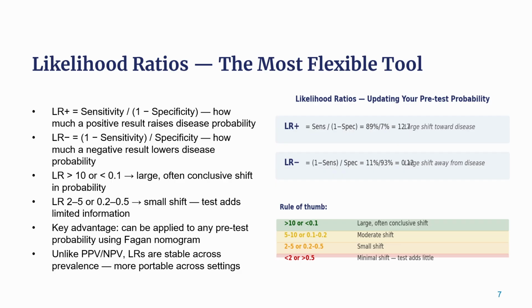This is the Bayesian approach to diagnostic reasoning, and it's exactly how experienced clinicians think, even if they don't use the formal terminology. The practical rule: LR above 10 or LR below 0.1 are the ones worth getting excited about. Between 2 and 5 or 0.2 and 0.5, the test is shifting your probability, but not dramatically.